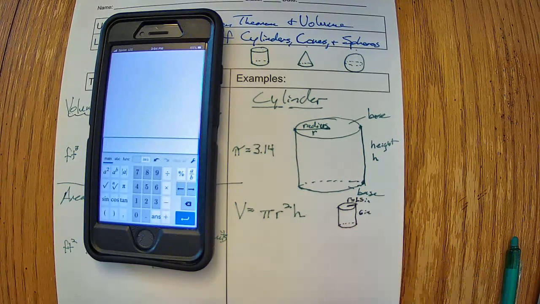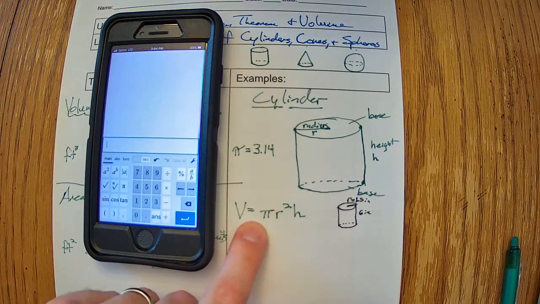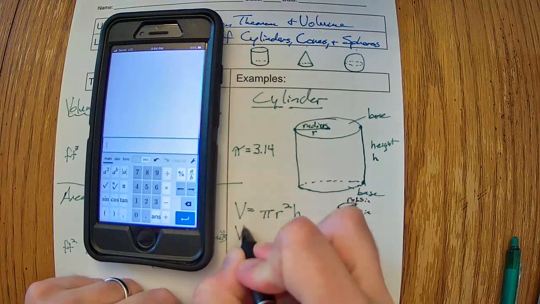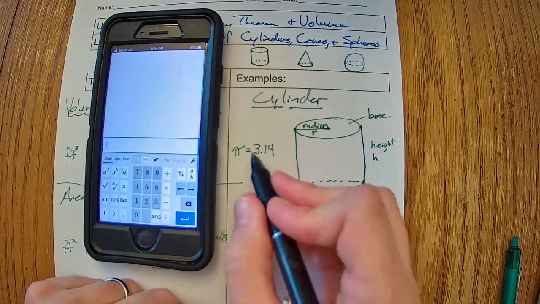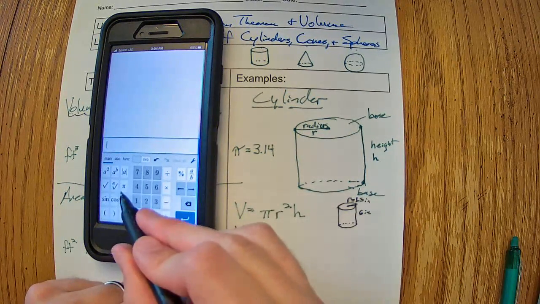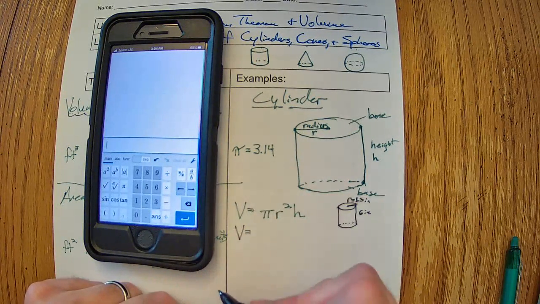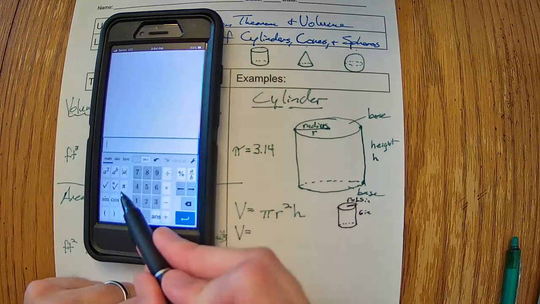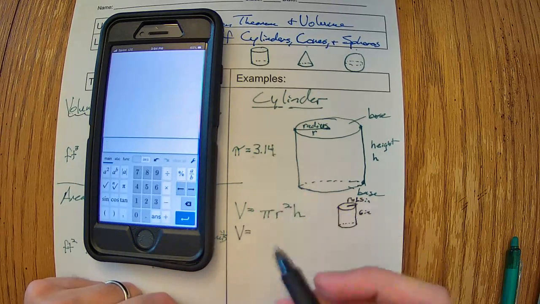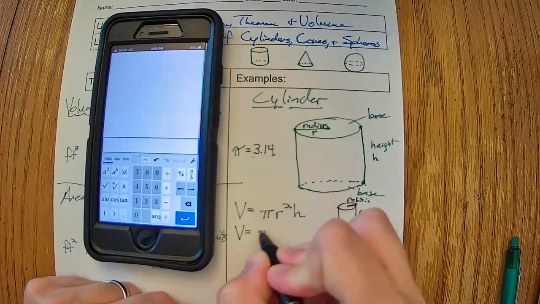So something about the size of a pop can, not exact, but close. How could I find the volume of that figure? Well, we're going to use the formula. So my volume in this case is equal to pi. And in this case, we'll go ahead and use the pi button just because it's handy. But remember, 3.14 is the approximation that we'll use if we don't have a pi button or if we're asked to approximate. So we'll just keep pi for now.